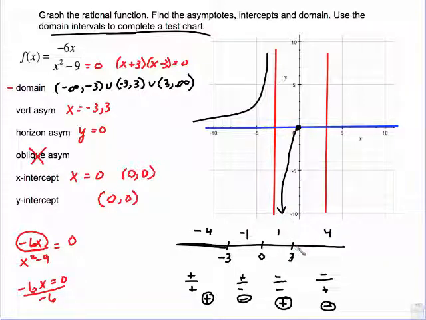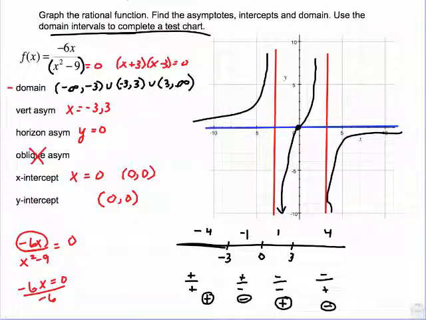Between 0 and 3 on this side of the intercept, it is positive. That tells me this has come up this way. And over here to the right of this red asymptote, it is negative, which means this curve looks like this. And you can verify that by typing it in your graphing calculator. Be sure if you type this in the graphing calculator that you do negative 6x over parentheses x squared minus 9.